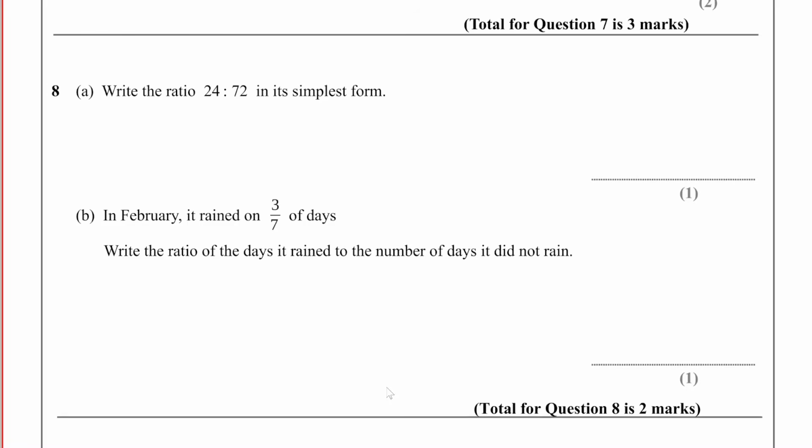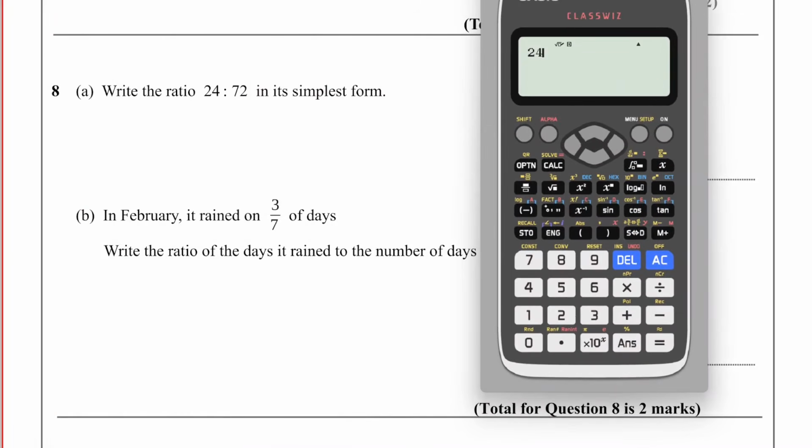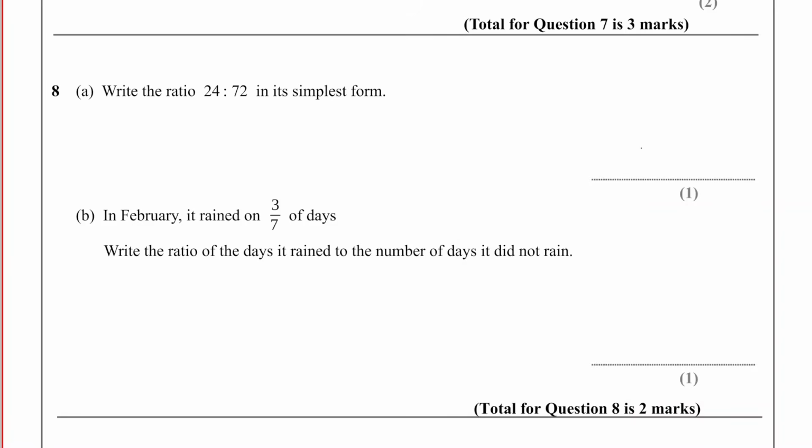Question 8. Write the ratio 24 to 72 in its simplest form. So we need to simplify a ratio, and simplifying a ratio is the same as simplifying a fraction. So I'm going to use the calculator to simplify a fraction, and then the ratio will be the same. So 24 over 72 is 1 to 3. So 24 is 1 part, and 72 is 3 parts. So it's 1 to 3.